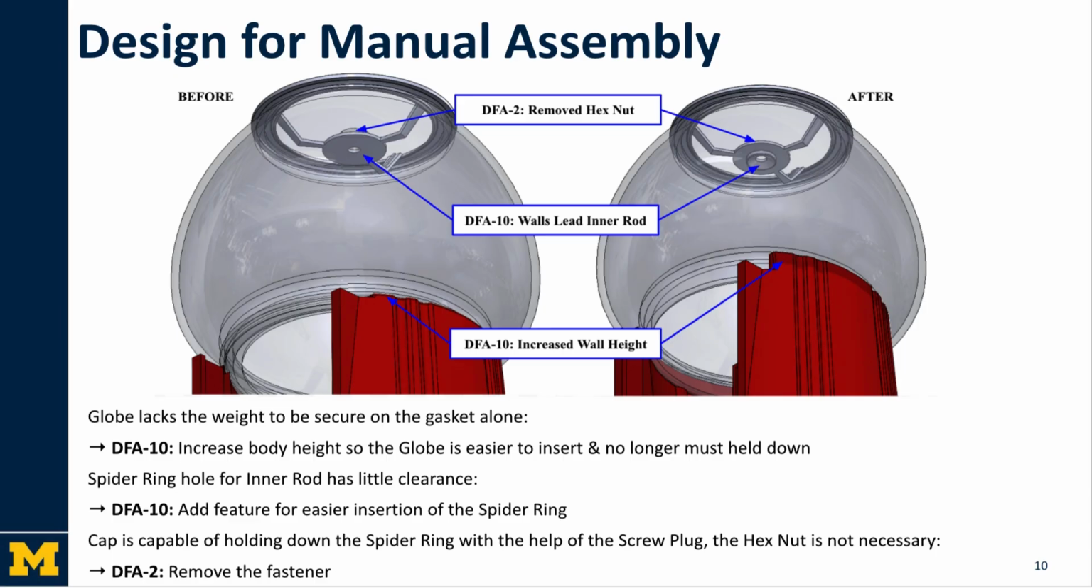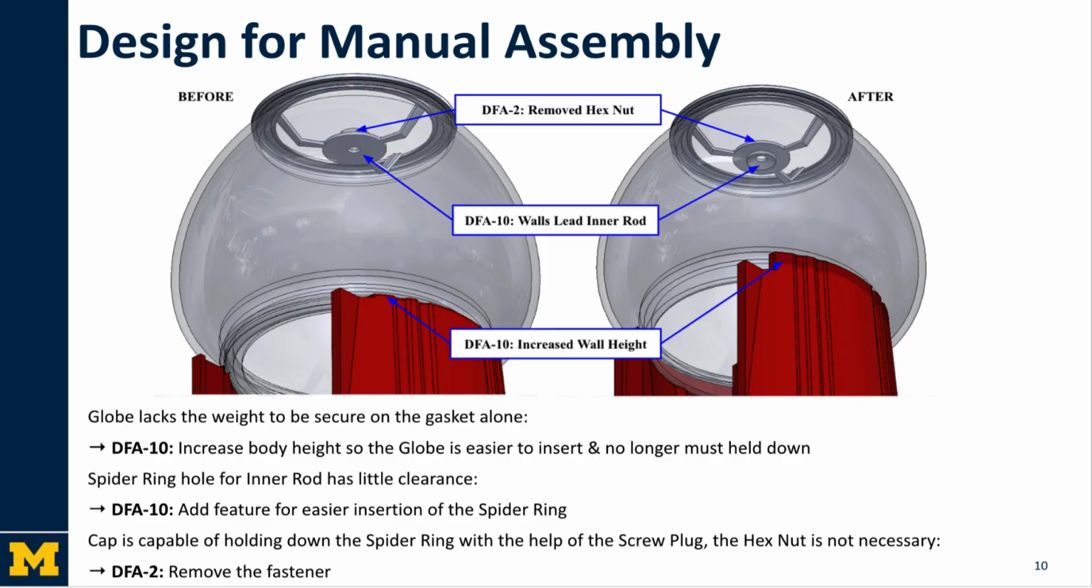The globe was too light to stay secure on the gasket by itself, so it had to be held while the rest of the parts were placed. To fix this, we increased the height of the body following DfA 10, so the globe can be inserted easily without holding it to prevent it from tipping over. The spider ring had very little clearance around the inner rod, making insertion take longer than needed. We added a leading feature, also per DfA 10, to guide the spider ring and simplify placement.